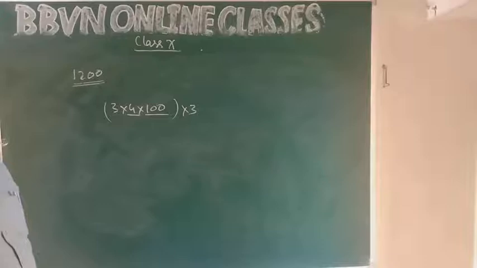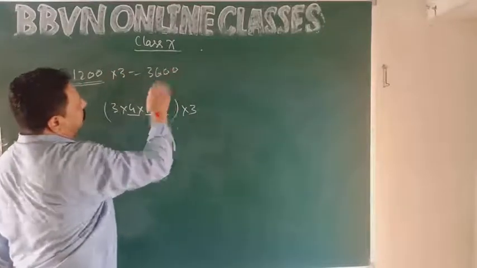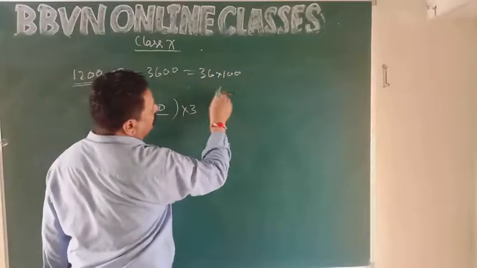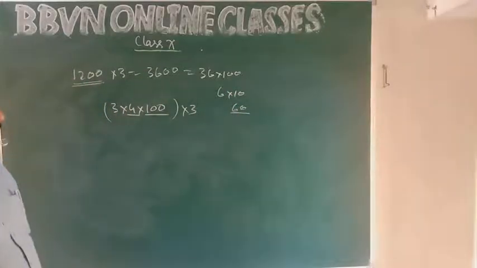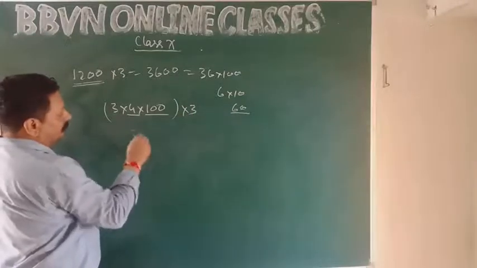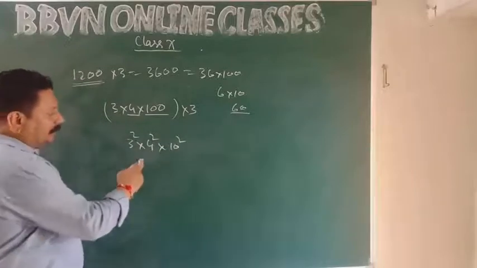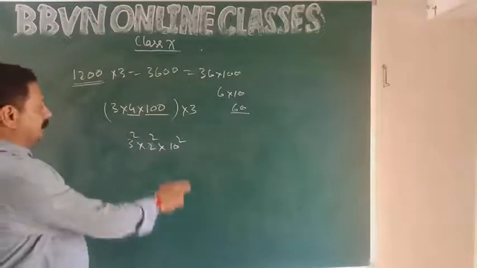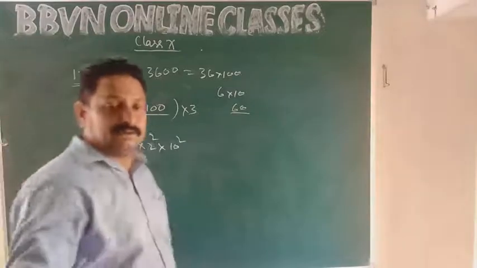And what will be the square root? It should be multiplied by 3. It becomes 3600. 3600 is 36 into 100. The square root of 36 is 6, of 100 is 10. 60 will be the square root. Are you getting it? Even here you can do it: it is multiplied by 3, so this becomes 3 squared into 2 squared into 10 squared. So the square root will be 3 into 2 into 10, 60. Got it? So this is how you can solve it.